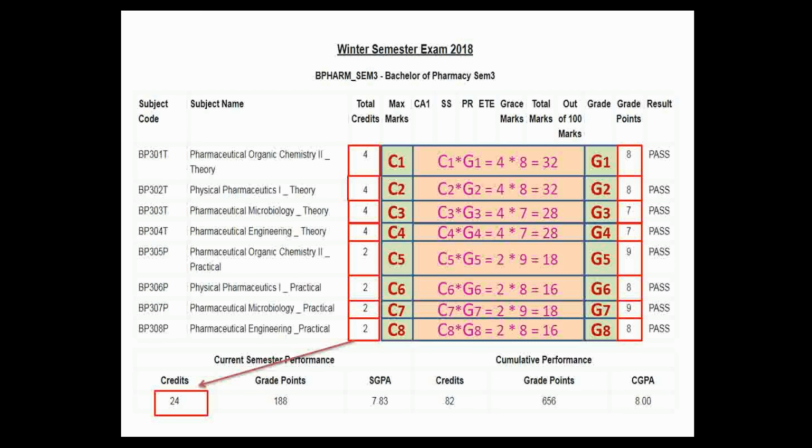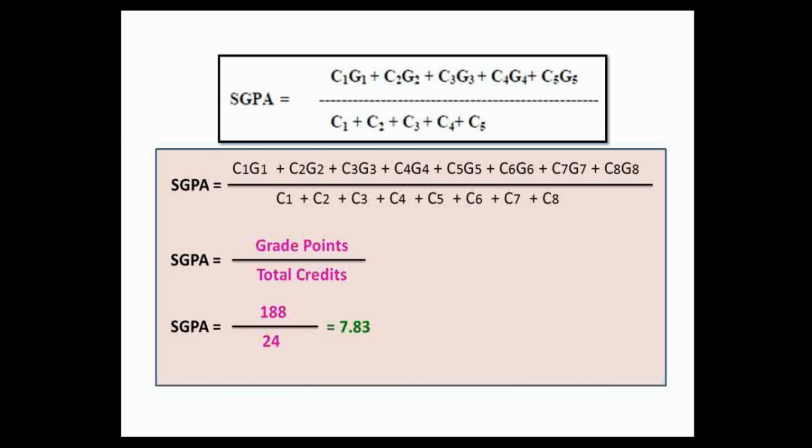The total grade points are obtained by addition of all these products of C and G. When we calculate the product of C1 into G1 up to C8 into G8, you have to add all these grade points together. So the total becomes 188, and it is further used for calculation of your SGPA. Let's see the formula and its calculation. These total credit points and grade points we have to use to calculate our SGPA.